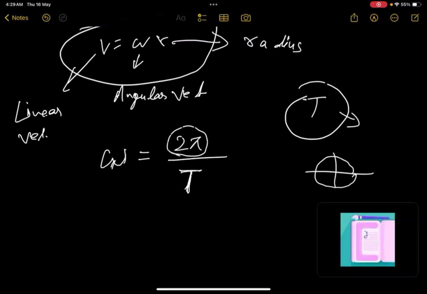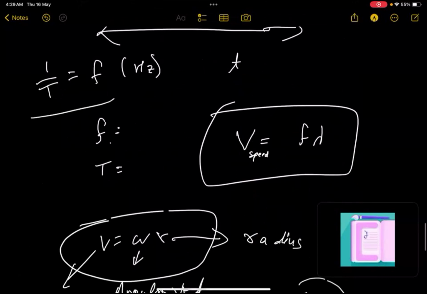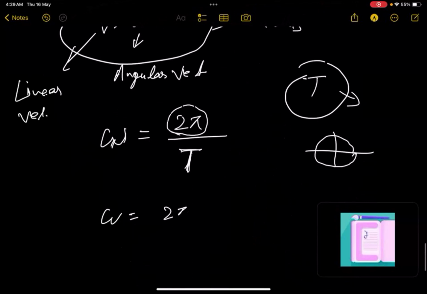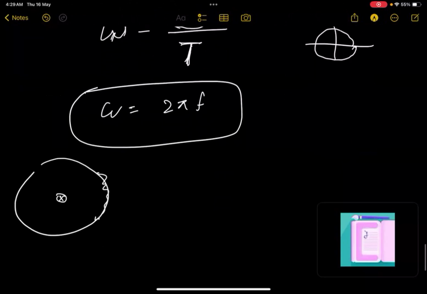Are you getting that? This is one relationship. And time period is 1 by frequency, or frequency is 1 by time period. So this can also be written as angular velocity equals 2 pi multiplied by frequency. These equations will help you while you are doing Kepler's law questions. You remember there is one sun and another planet rotating around it, in gravitation.